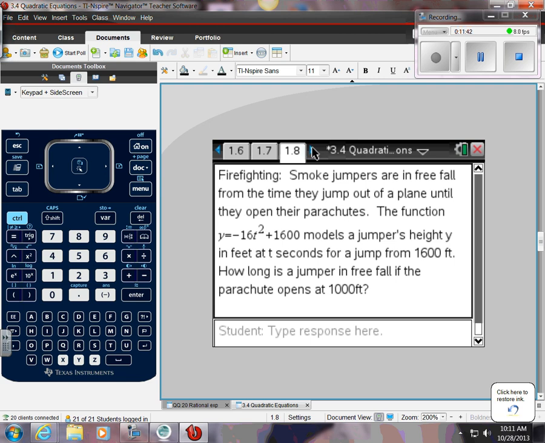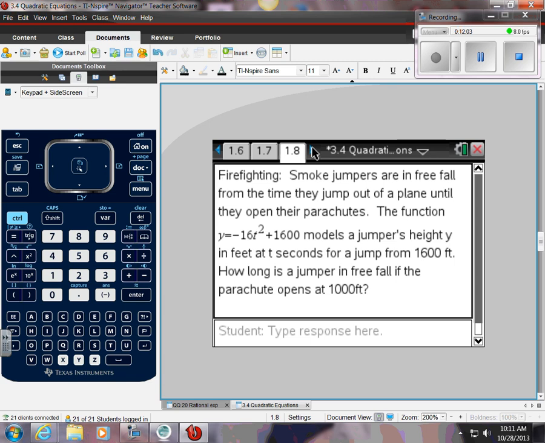Okay, word problem. Firefighting, smoke jumpers. Are you guys ready? I'll wait. I'm a very patient woman. Very patient. Very, very patient. Not so much. I'm just kidding, but I'm going to be patient. Are you ready? I'll wait. And the video is recording, so I have proof that this is going on.